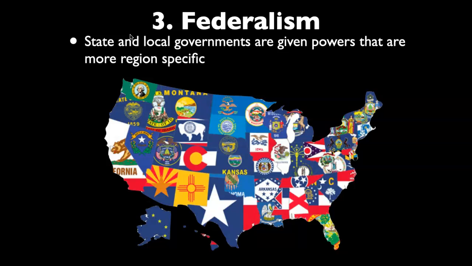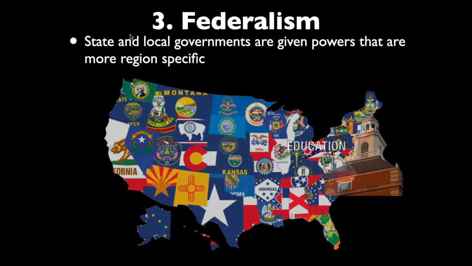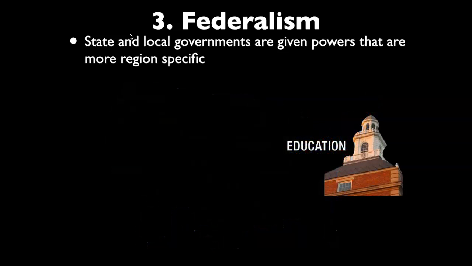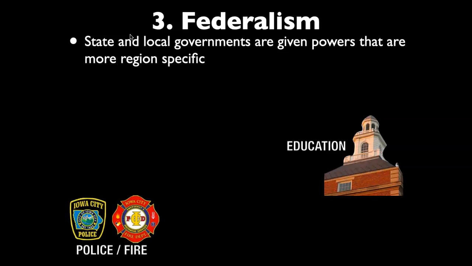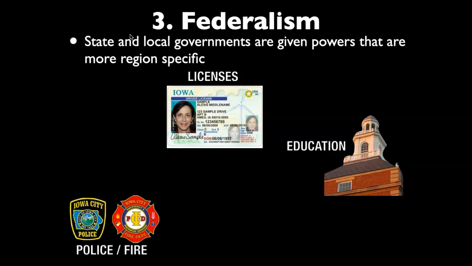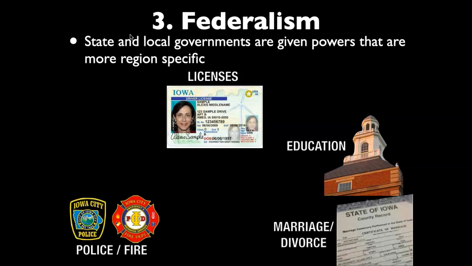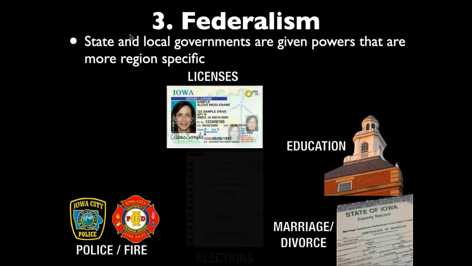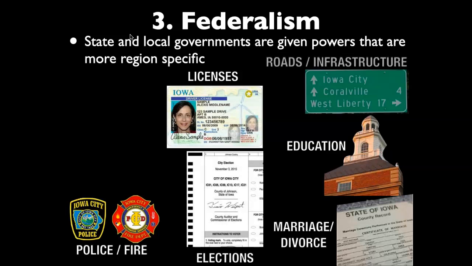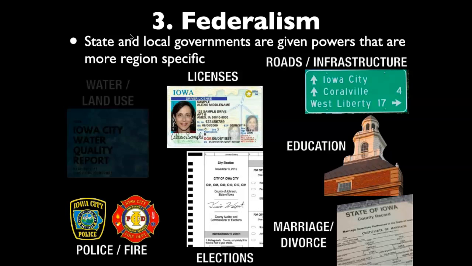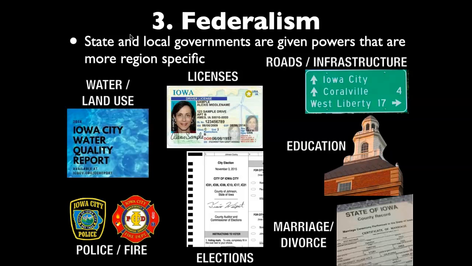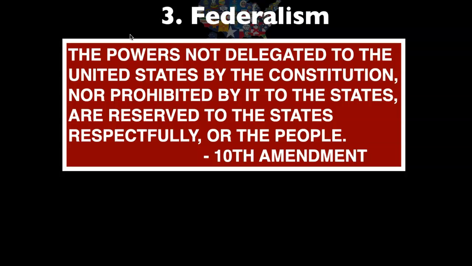And so there are just different specific needs that state governments need to have the power to deal with, like, for example, education, police and fire departments, issuing driver's licenses, issuing licenses for marriage, or issuing divorce certificates, conducting elections, caring for roads and infrastructure, and dealing with issues of water and land use. These are things that typically fall to state and or local governments.